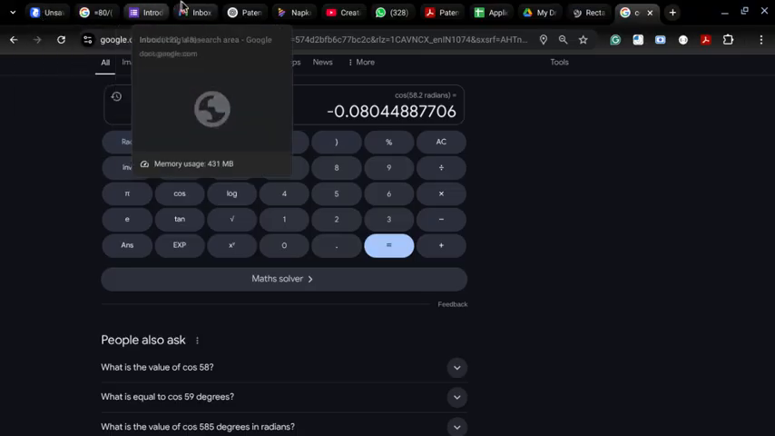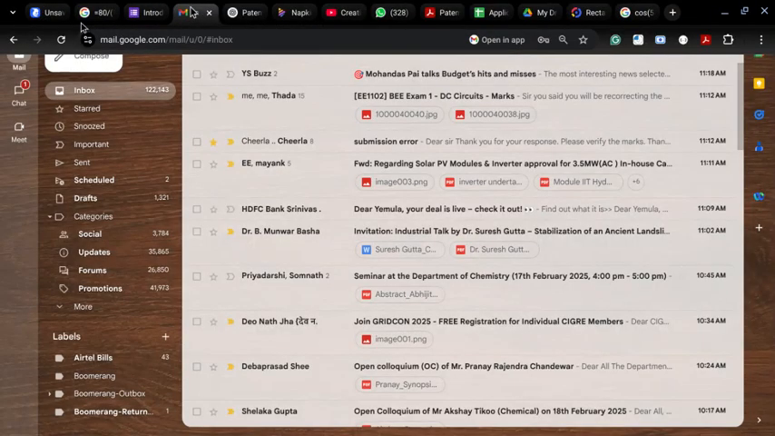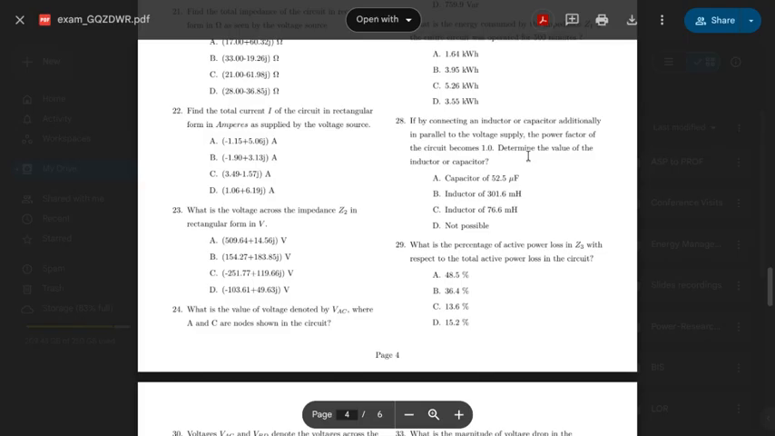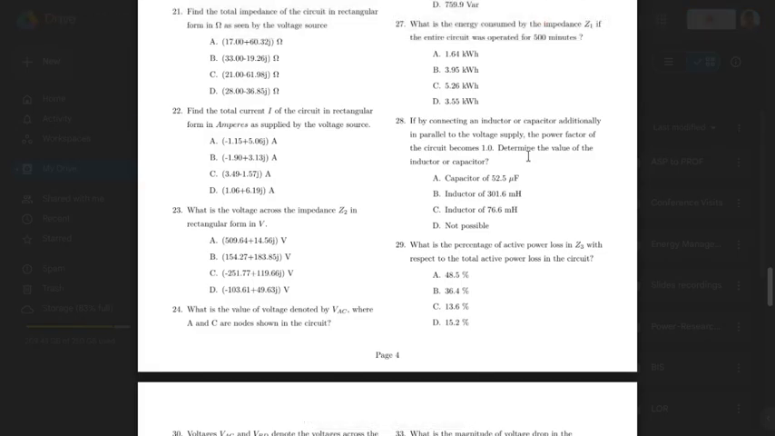Now we'll come to the question. The question that we are discussing today, I'm sorry, not this one, question number 28. Now I want to make the power factor equal to 1, which means cos of 0 degrees, which is 1. That means I need to make the angle between the voltage and current equal to 0 degrees. So how to make the angle between voltage and current equal to 0 degrees?